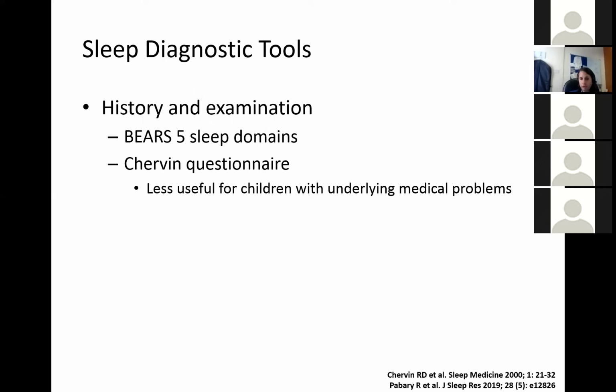But if they've got any other underlying problems, so trisomy 21, neurological issues, sickle cell, the questionnaire is very bad at picking these children up. So yeah, use it, but use it only in the right scenarios.